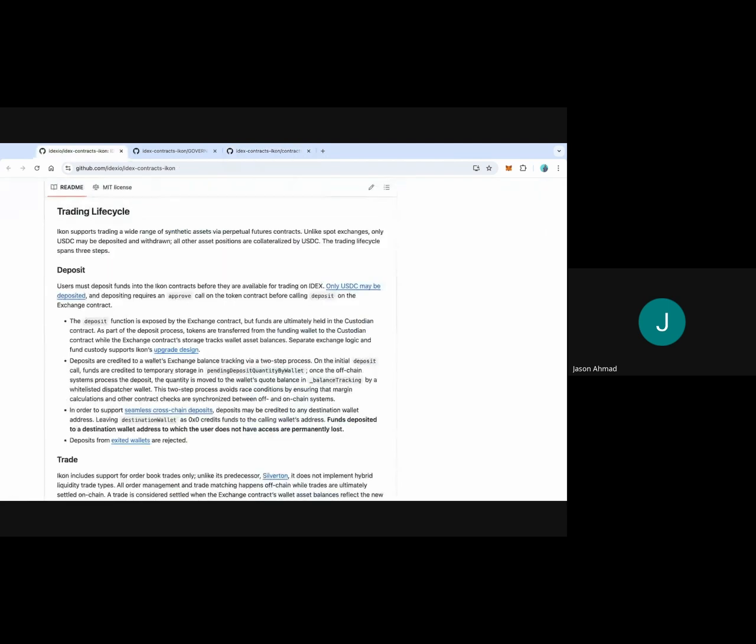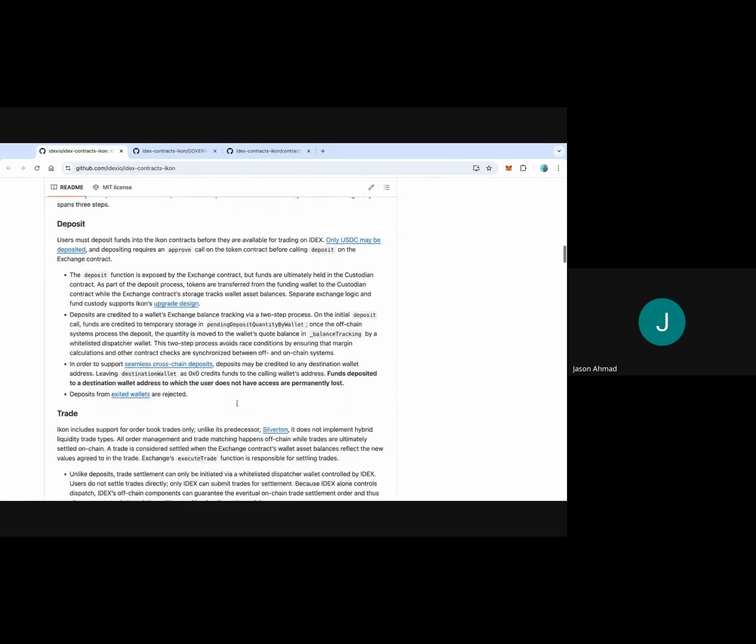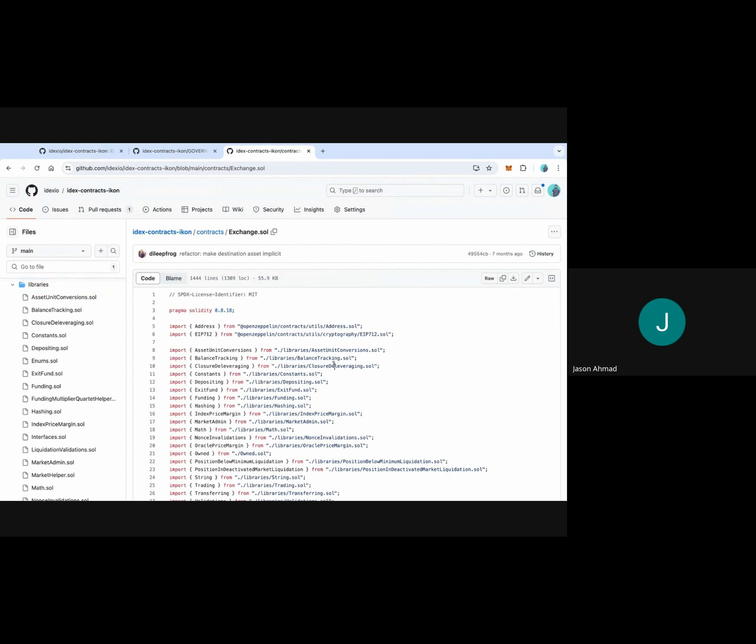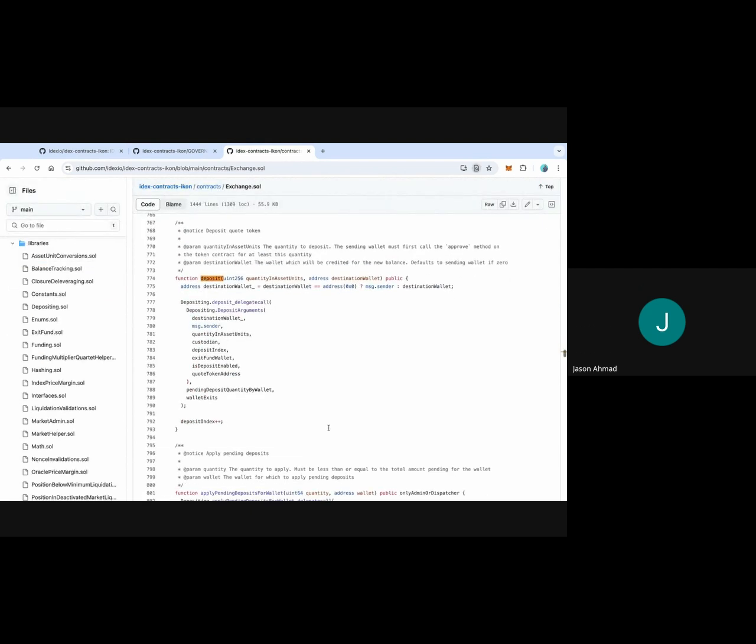So let's dive on in here. We can take a look, starting with the trading lifecycle. So as I mentioned before, USDC is the exclusive collateral token here. It's bridged in exclusively via Layer 0 V2 and Stargate V2. And the entry point here, of course, is the deposit function.